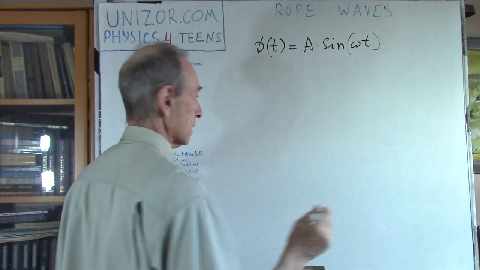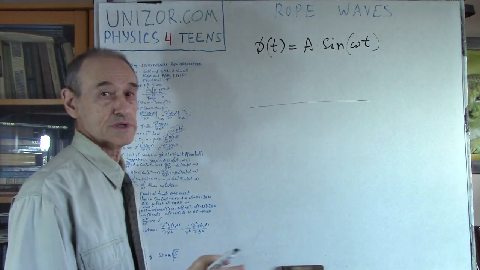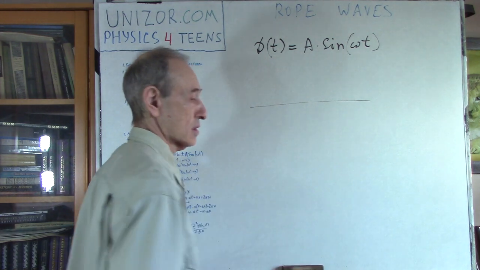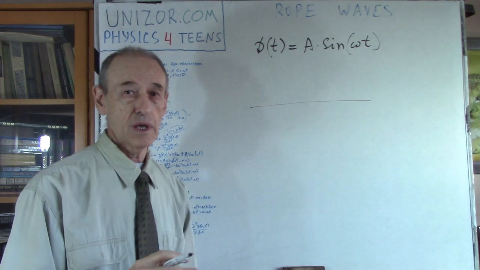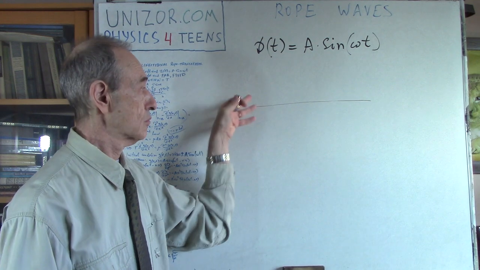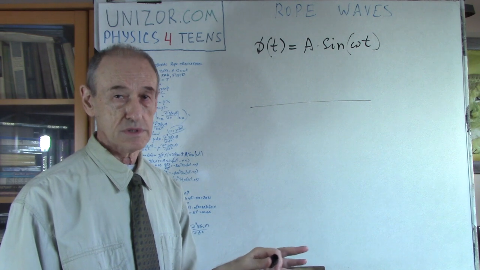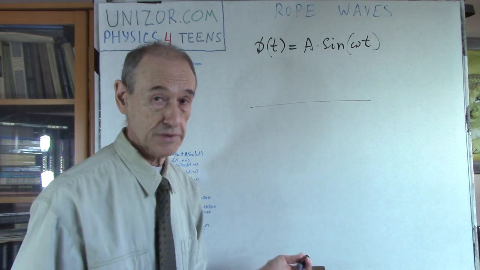So let's start from the very, very beginning. If this is something like a neutral position when the rope is stretched. And by the way, we're talking about only movements which are caused by my movement of the end of the rope. No gravitation, no other forces involved, etc. Again, simplification.